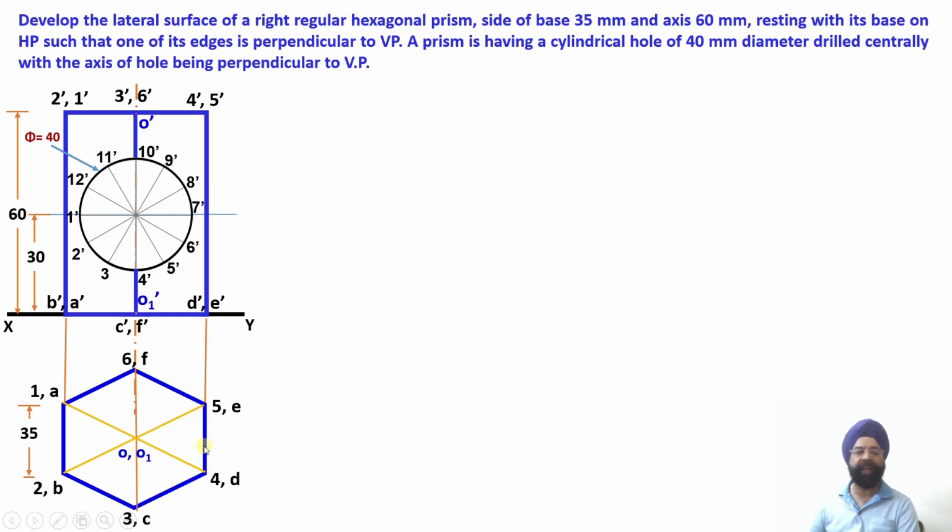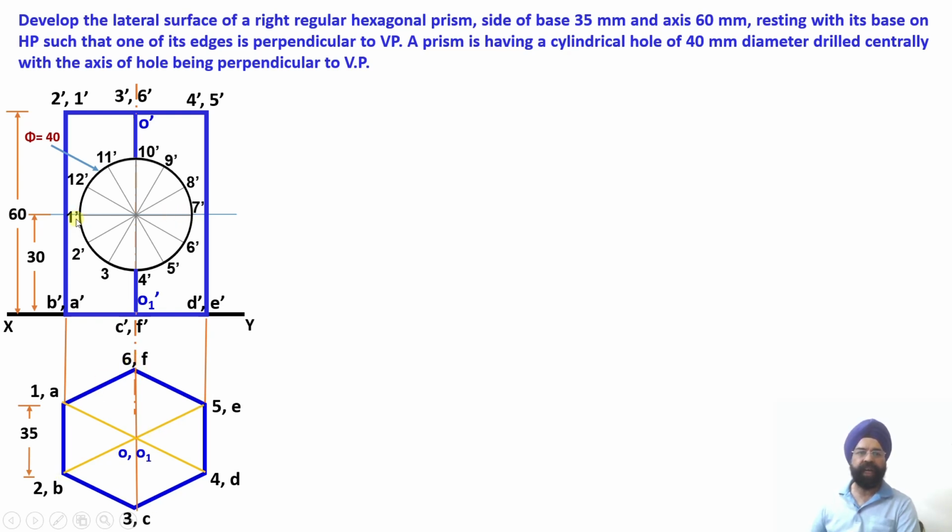So in the development, we will not find any cutting of these surfaces. What are those surfaces? 4DE5 and similarly 12BA. So these are two rectangular surfaces which have not been cut by this particular circular hole, right? So only two slant faces in the front, that is this one, and two slant faces in the back, they have been cut by the circular hole.